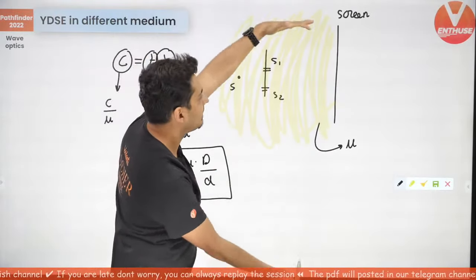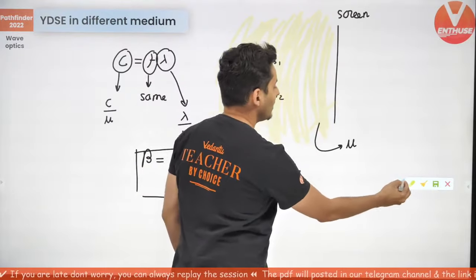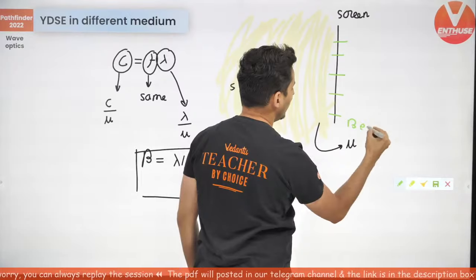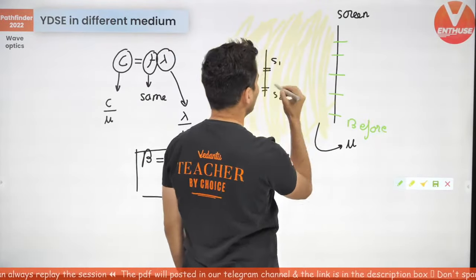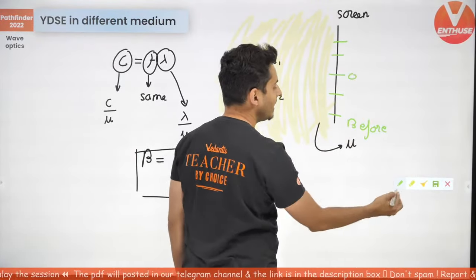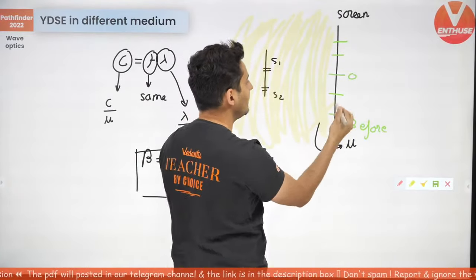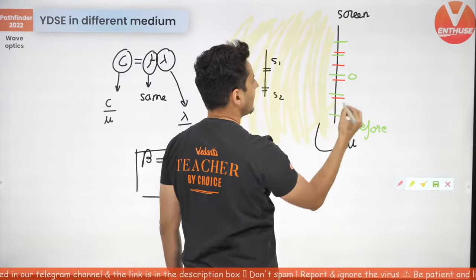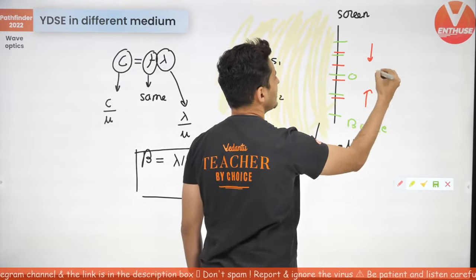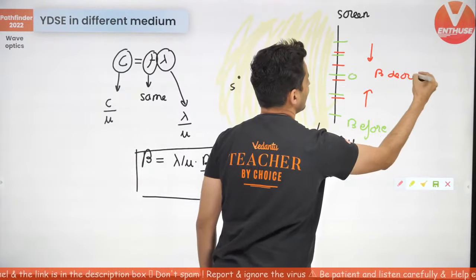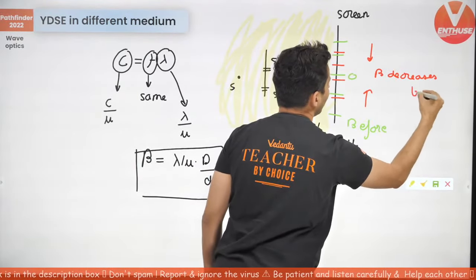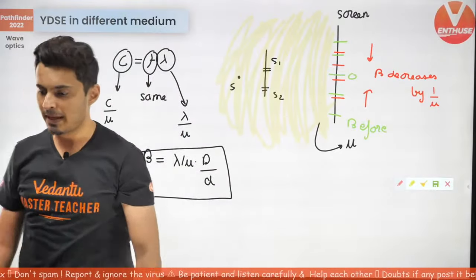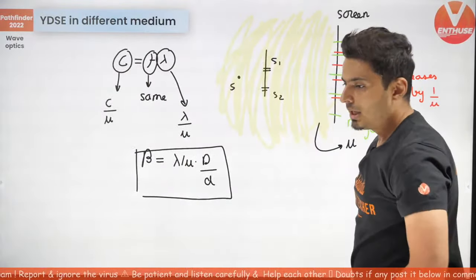The entire pattern will collapse. If you had fringes over here like this before, this was your central maxima. After dipping it in the medium, all these fringes will come closer. They will come closer. Okay, so they will collapse. The fringe width decreases. That's what is going to happen by this factor of 1 by mu. I hope this is clear. Yep. Shall we go ahead?